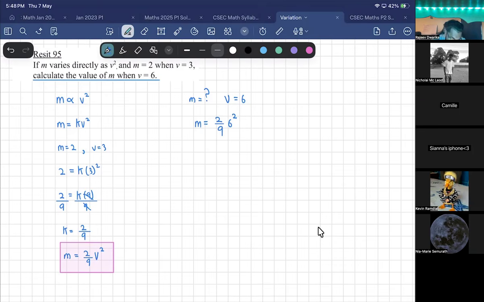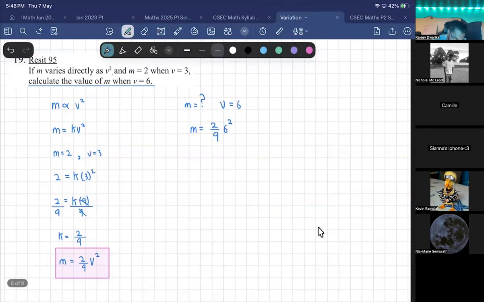Anyway, yeah. So 6 squared is what? 36. So 2 over 9 multiplied by 36. 9 could go into 9 one time, 9 could go into 36 4 times, and you end up with 2 by 4. 2 by 4 is? 8. That's the answer. So when v is 6, what is m? 8. Good. You understand? Yep.